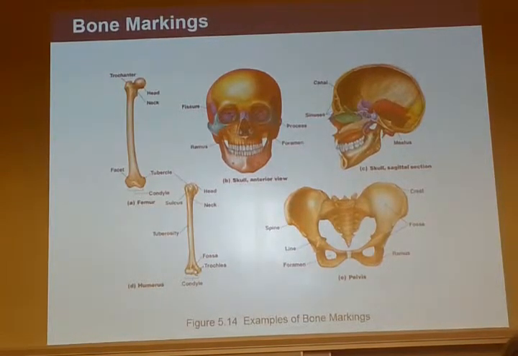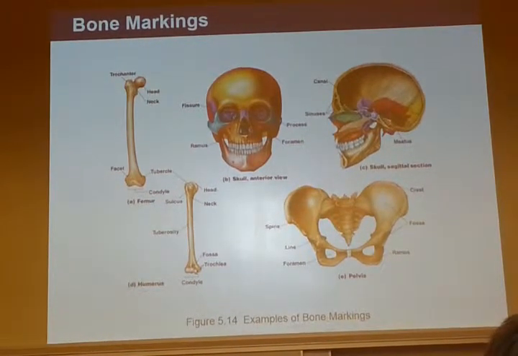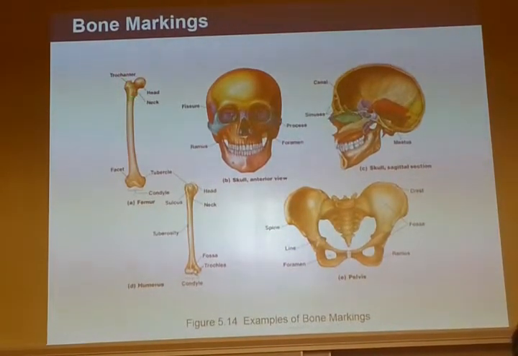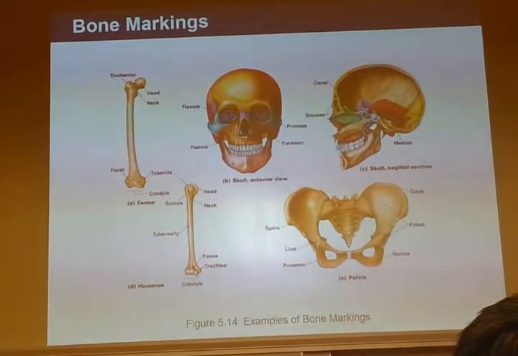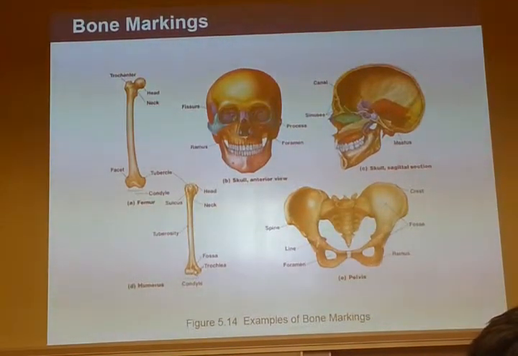Some of them are there because they formed during the ossification process. The head of the femur, the neck of the femur, the greater and the lesser trochanters, they're all secondary ossification centers. So whether or not a muscle is pulling on them or you have weight bearing on that part of the bone, those structures will be there from the time the ossification process begins.